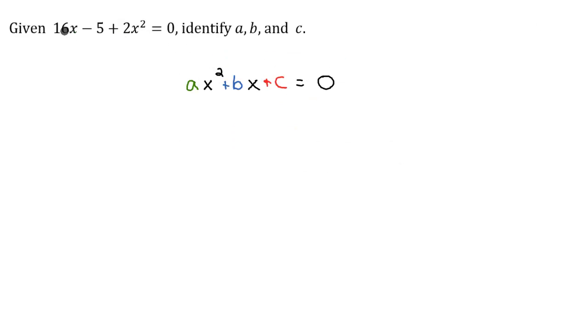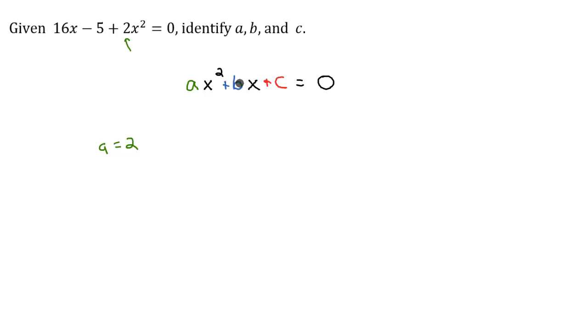Question number 2, we're given an equation, and we got to figure out what A, B, and C are. So now it's important to know that the A is just in front of my x squared. It's a part of the quadratic term. It's the coefficient of the quadratic term. So the number that is in front of the x squared term here is 2. So A is going to equal 2.